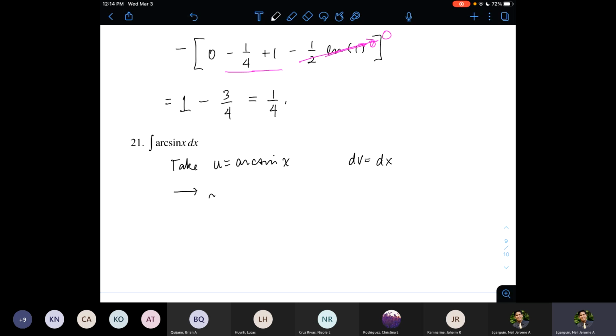So the next step is to compute du. Du would be the derivative of arcsine x, which is 1 over square root of 1 minus x squared dx. And then v is equal to x. Okay, so you want an x in front of the arcsine. Okay, that's fine.